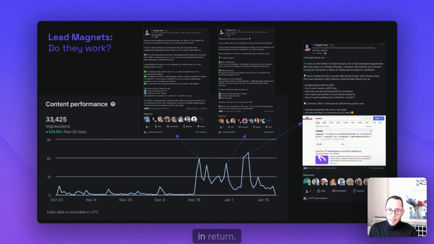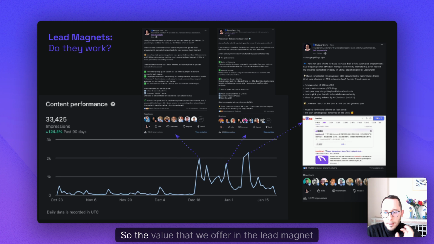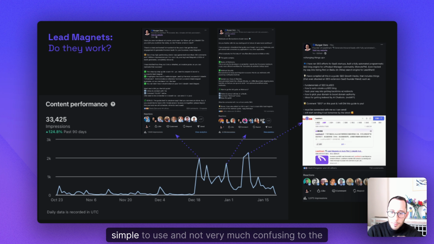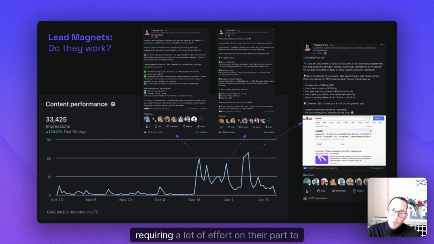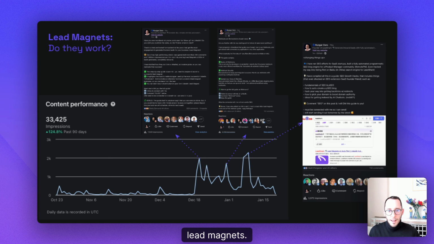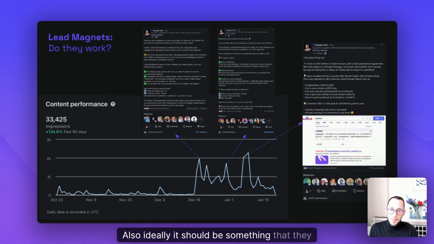something valuable in return. The value that we offer in the lead magnet should be simple to use and not very confusing to people, and not require a lot of effort on their part to utilize. These are some critical factors to know about lead magnets. Also, ideally, it should be something that they would be willing to pay for, but they're receiving it for free, essentially.